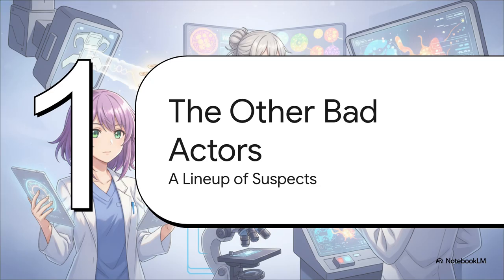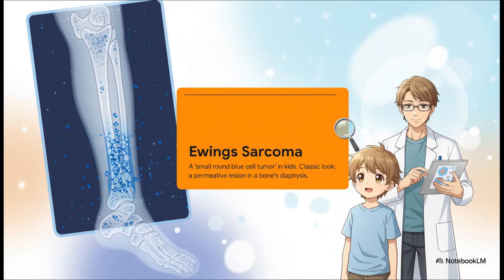But hey, a good detective knows it's never just about the prime suspect, right? You gotta check out the whole lineup. So let's quickly run through a few of the other usual suspects. Remember that really aggressive permeative pattern we talked about? Well, if you see that pattern, specifically in the diaphysis, the long shaft of a bone, and it's in a child, your alarm bells should be screaming Ewing sarcoma. It's what's known as a small, round, blue cell tumor, and its appearance and its location are just classic.